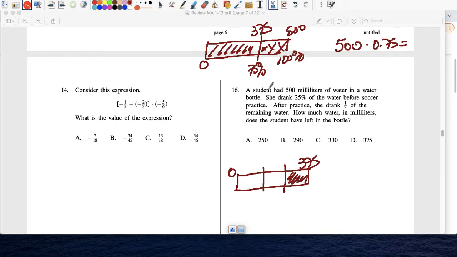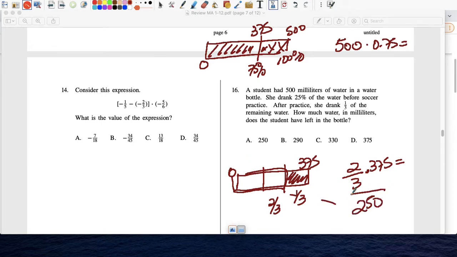So if she drinks 1/3 away, right, you're still left with 2/3. So, how much is 2/3 of 375? So, we can get 2/3 times 375. What's 2/3 of 375? That represents how much she has left over. 2/3 times 375, and that means she has 250 milliliters of water.